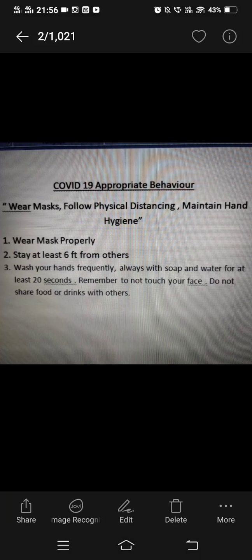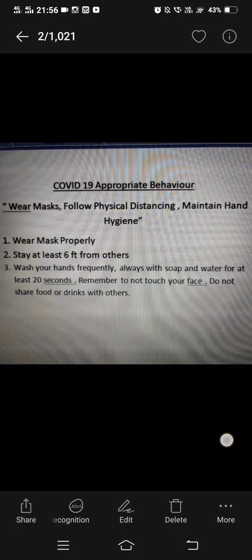So before we start today's lecture, let's go through some guidelines which we have been following since this pandemic of COVID-19 has occurred. We have been wearing masks and following physical distancing, but somehow we have forgotten all these things now, and everyone is leading their life like we were doing before. But this pandemic is not yet over, so we need to follow these guidelines regularly as we were doing before.